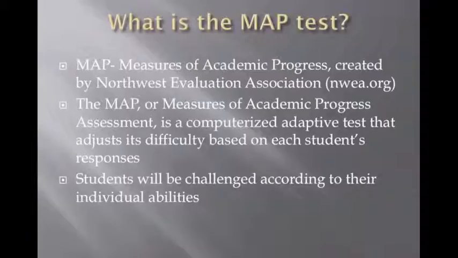So in essence, what this means is that the test itself changes as the students take it. The more questions they get right, the more difficult the test will get. If they get a question or two wrong, the test will gear itself down to their ability level. This is great because it gives us the most accurate reading possible of where the students are performing when they take the test. It gives us very accurate data to work with.